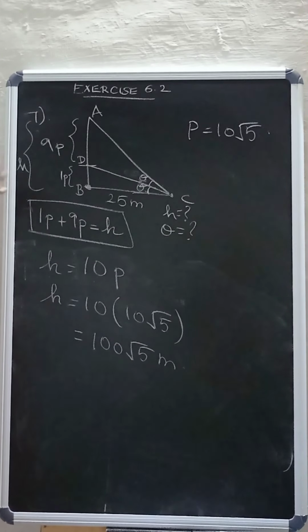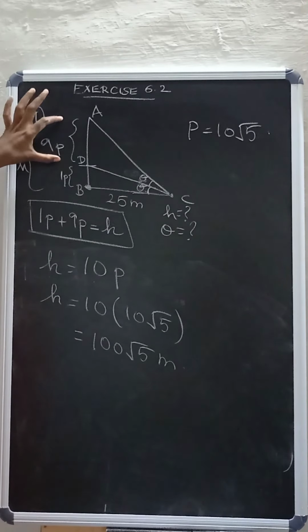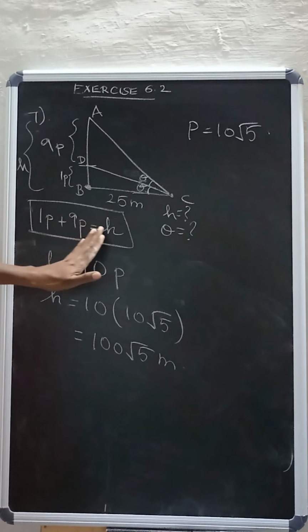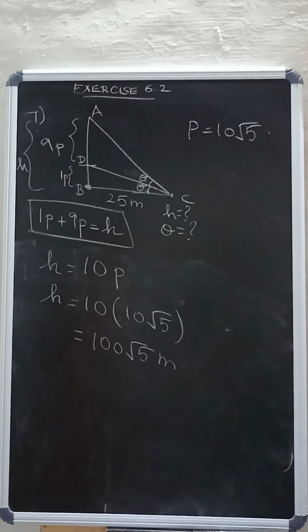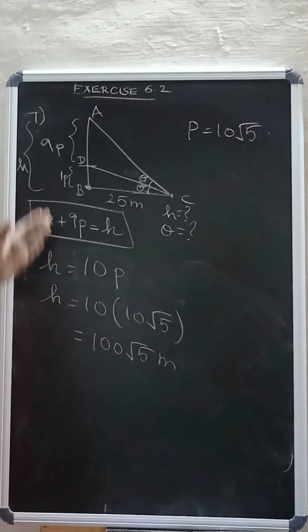Remember, whenever a ratio is given, you need to take a constant. I have taken it as p. You can take any constant like x or y or p or s, t, anything. Whenever a ratio comes, always use a constant. Now this is the height of the flagpole, and that is split in the ratio 1p and 9p. That is 1 part of something and 9 parts. So when we add both, we get the height. Finally, we have got the height of the flagpole is 100 root 5 meters.